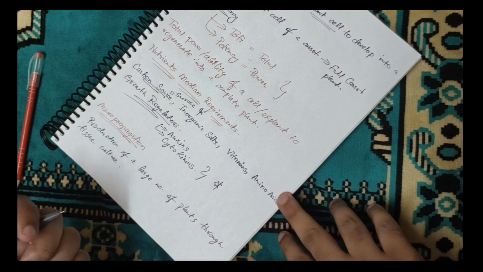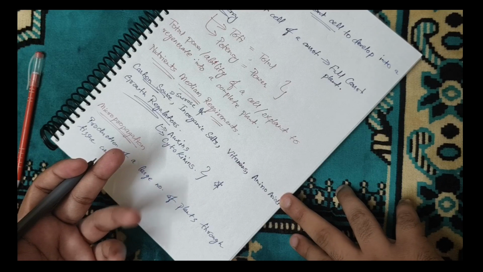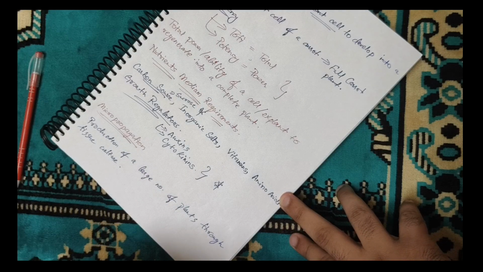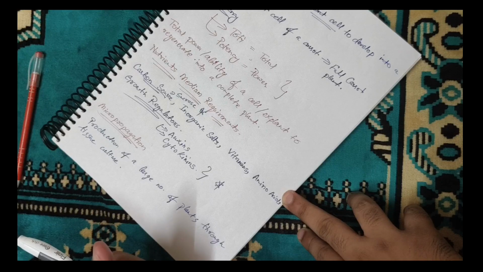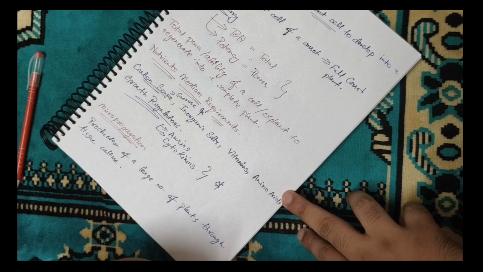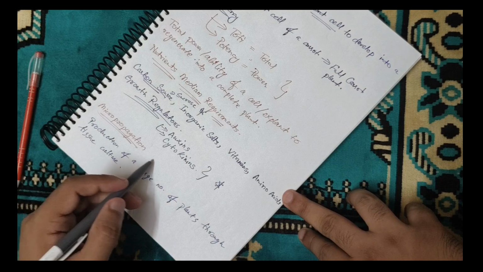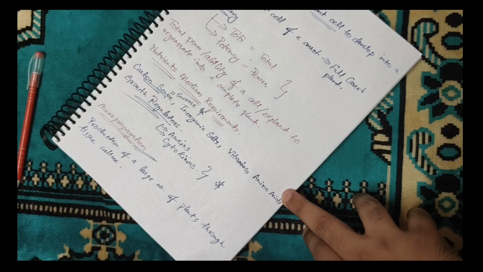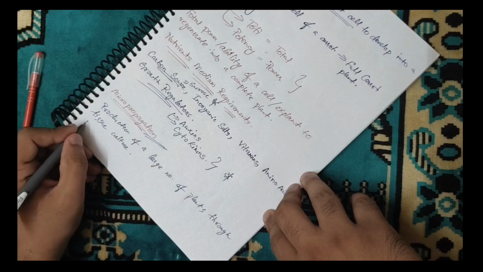Look, from tissue culture, for example, we were successful in producing one single plant. But is that enough? No. What we need is a huge number. We need thousands or lakhs. So to produce that, micropropagation comes into place, where production of a large number of plants through tissue culture takes place.